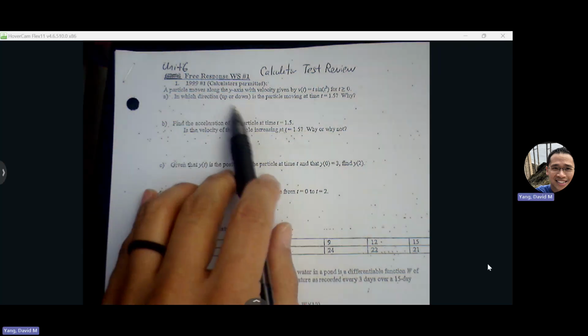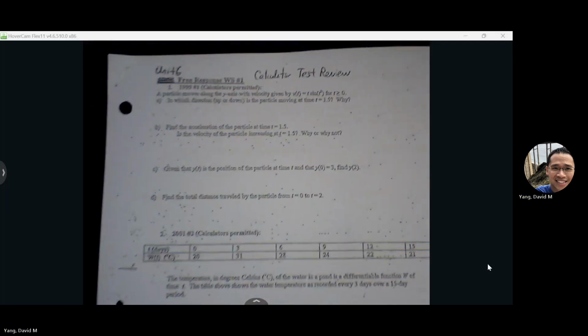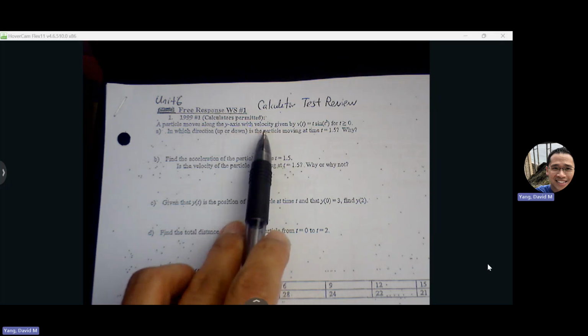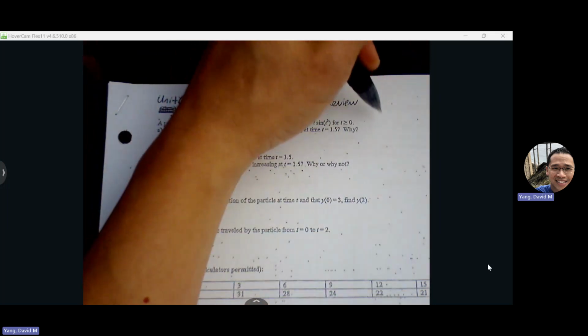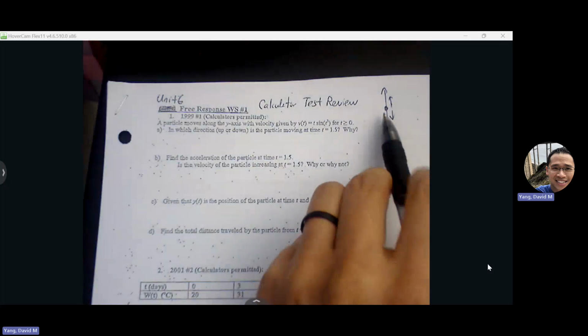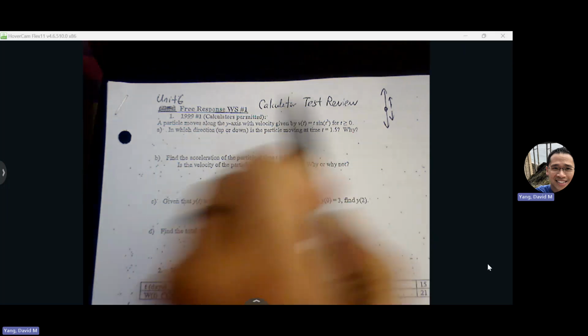Okay, so there's a particle motion problem. A particle moves along the y-axis, so that means normally particle motion is moving left and right on the x-axis. Here, in our particle motion problem, the object is either moving up or down. So moving up is going to indicate positive velocity. Negative velocity is now going to be down instead of left.